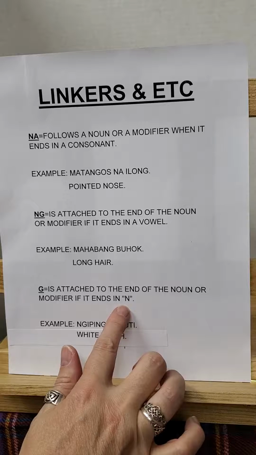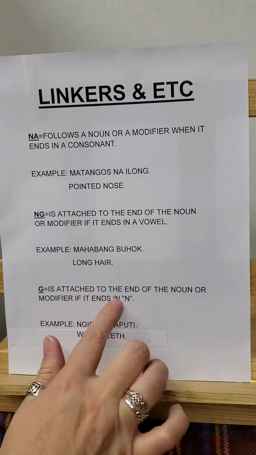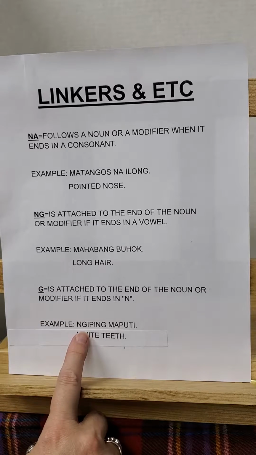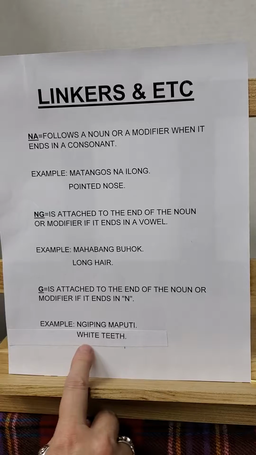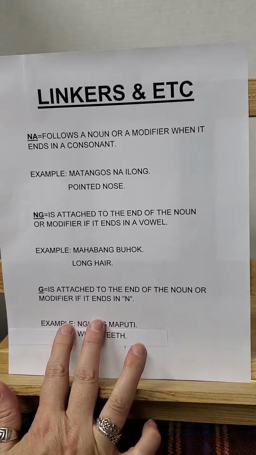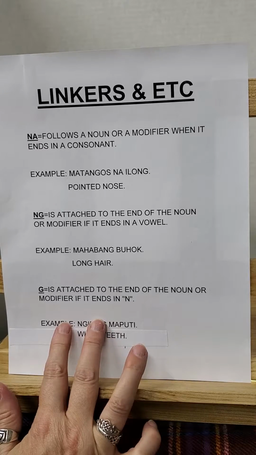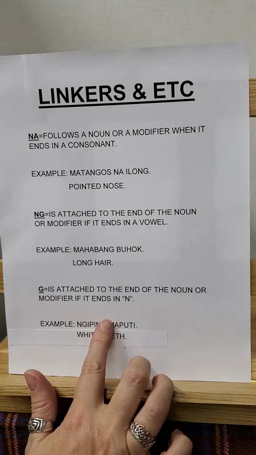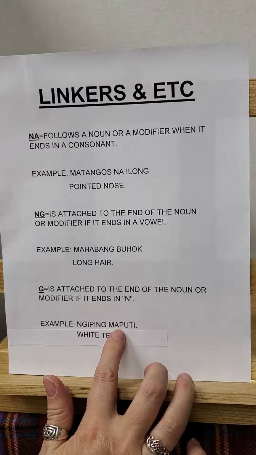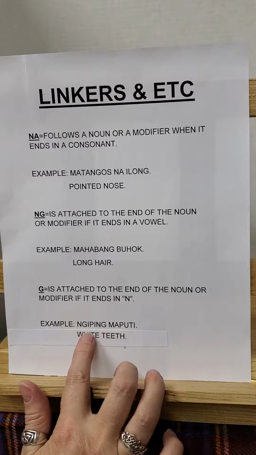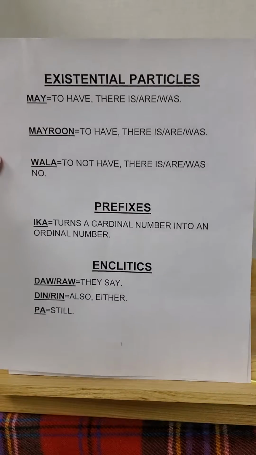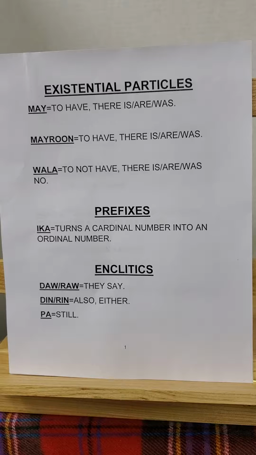Now, just a G is added to the end of the noun or a modifier if it ends in an N, because then it would become like this, right? So if it just ends with an N, you just add the G. For example, ngipin maputi, white teeth. NGI is a special character, ngi. So ngipin is teeth. So when you add the G, you're connecting it to maputi, or white. Ngipin maputi, white teeth.